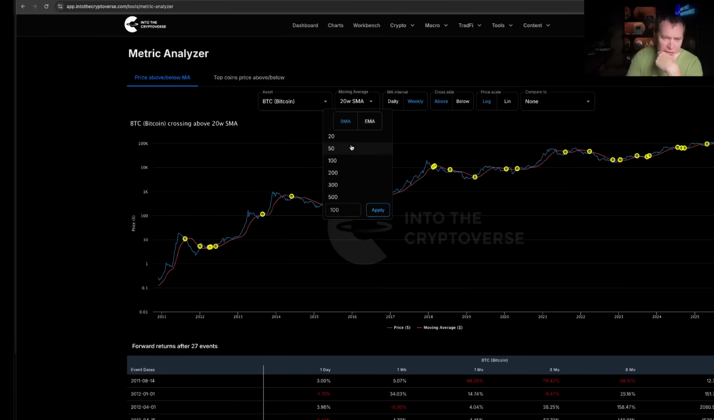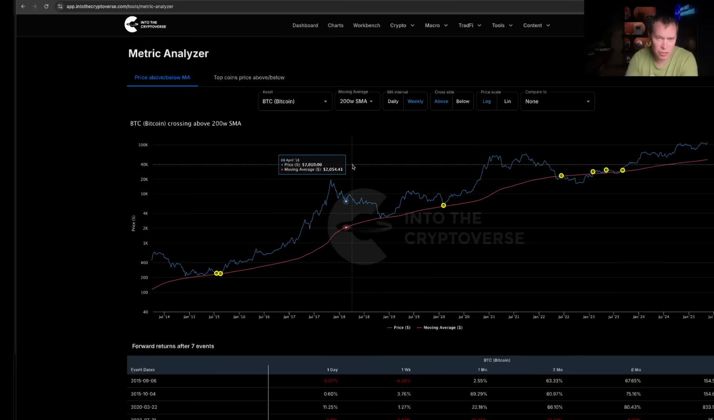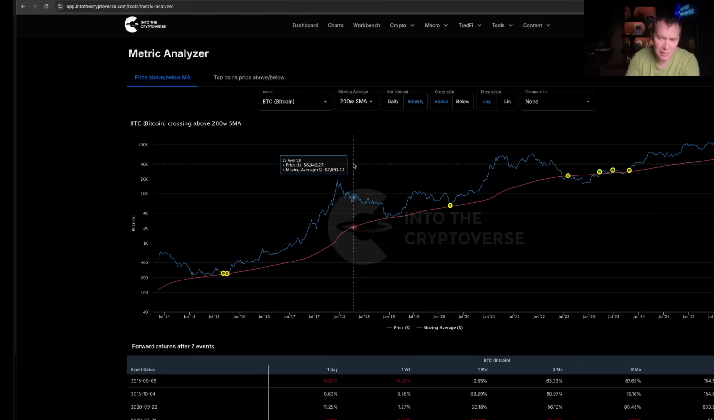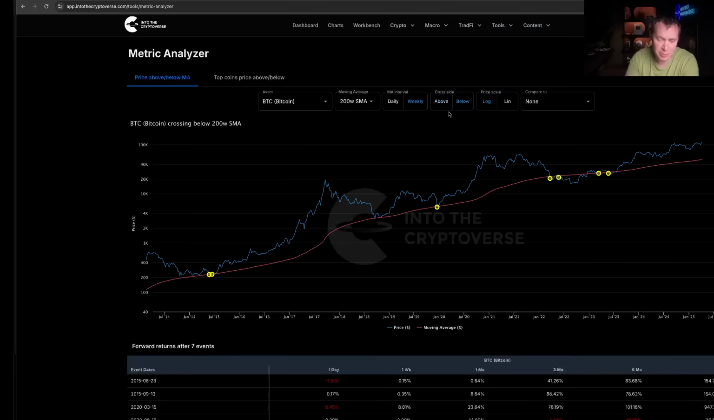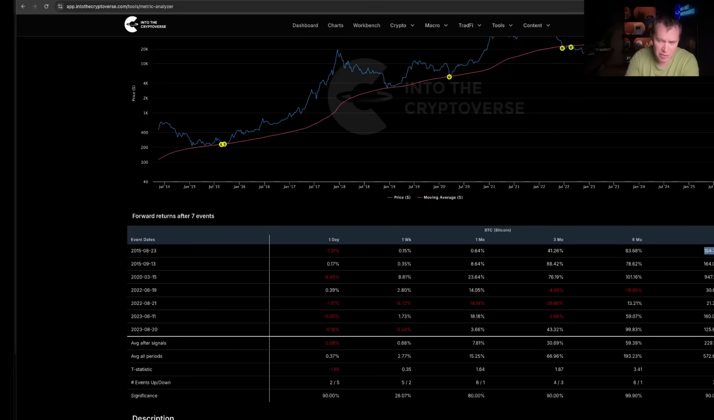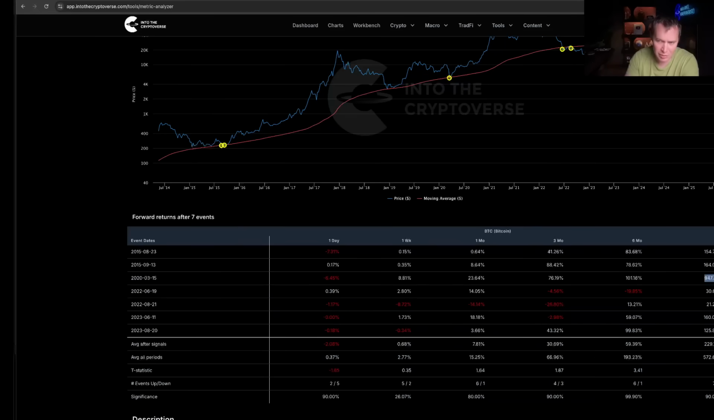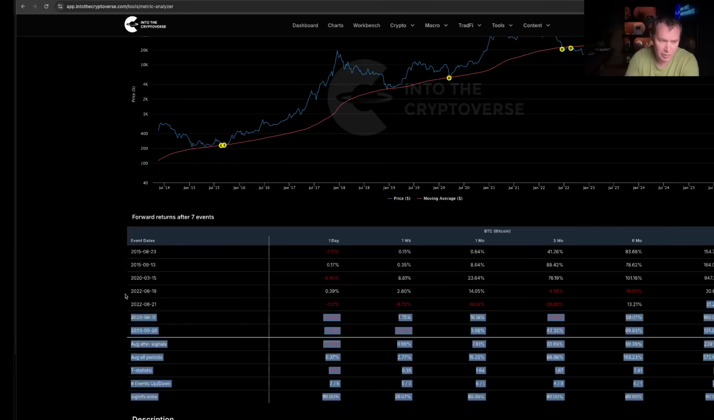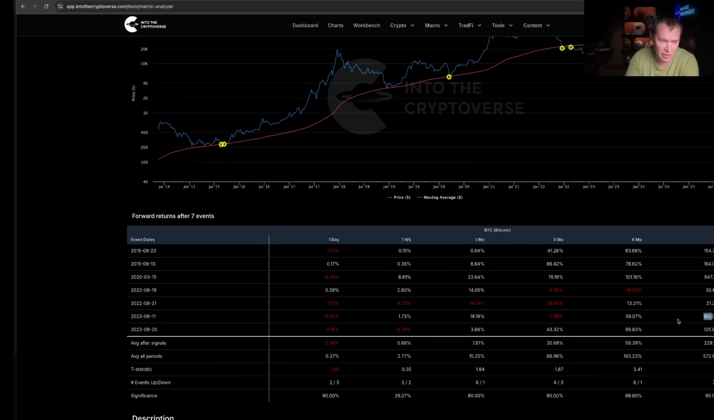And then of course we could look at longer term moving averages, like a 200-week SMA, and when Bitcoin has closed below that, what's the average return a year later? You can see in 2015 it was 155% up a year later. A little bit later on, 164% up in 2020, almost 1,000% up. 2022, 30% up. 2022 again, 2023, 160% a year later, 2023 again, 125% a year later.